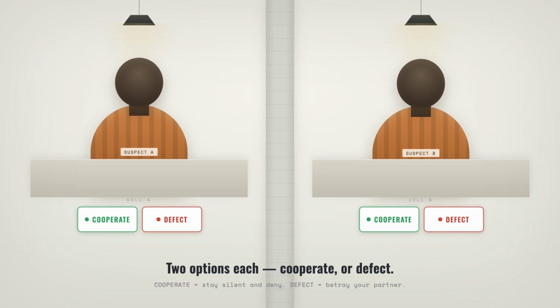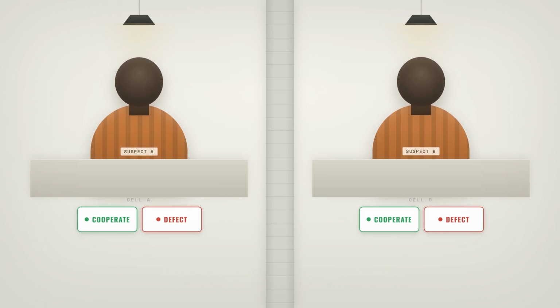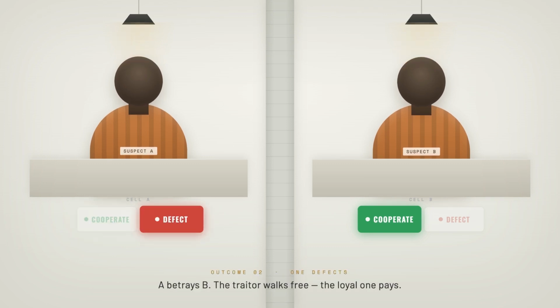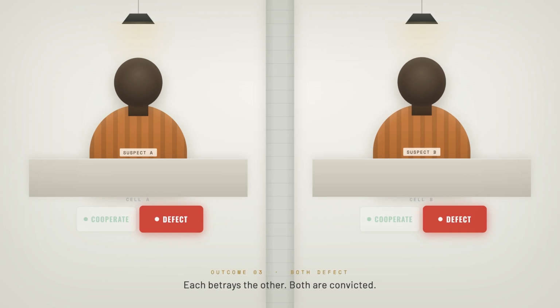In scenario 1, where both prisoners cooperate, if both stay silent, they are convicted of a lesser charge and get 1 year of prison time. In scenario 2, one prisoner betrays the other. In this case, the prisoner who defects walks out free, and a prisoner who stays silent gets a higher prison sentence of 5 years. In scenario 3, both prisoners defect and put the blame on each other. In this case, both prisoners get a medium prison sentence of 3 years.